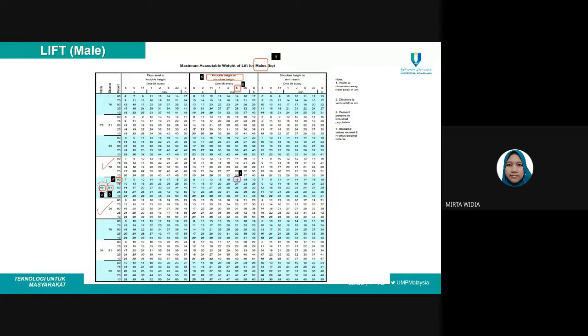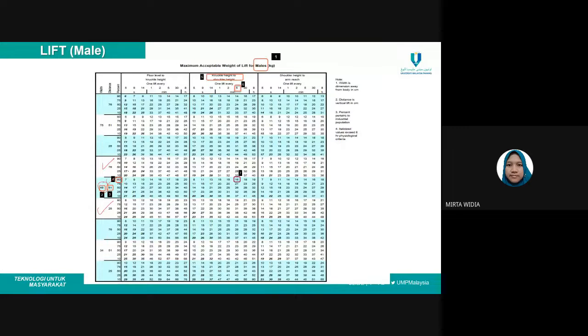So we choose 51. Okay, and then the fourth one is about the percentage. As I mentioned before, the percentage here means the percent pertains to industrial population. Usually we choose about 90%, so we choose 90 here.